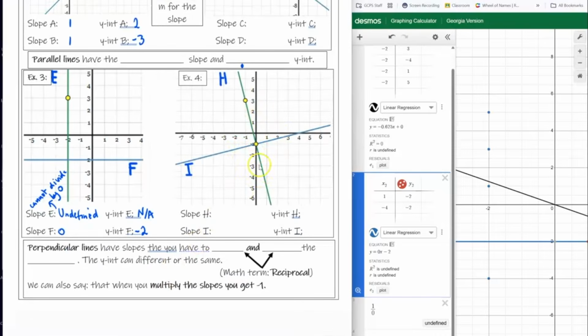Now you're going to repeat the process for yours. Obviously, I've already told you H should have a negative slope and I should have a positive slope. So this one might be a little bit harder to fill out, but perpendicular lines have slopes that you have to something and something else, the something. The y-intercept can be different or the same because obviously you can see mine are different. All right, the math term for this is reciprocal. We can also say that when you multiply those two slopes, you always get -1. So if they're perpendicular, when you multiply them, you always get -1. Okay, and the math term is called reciprocal. So that's the word you want to see.